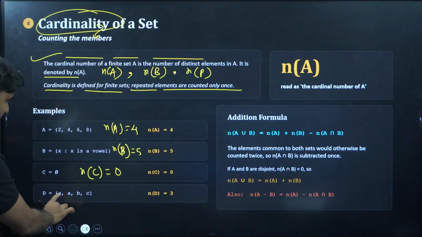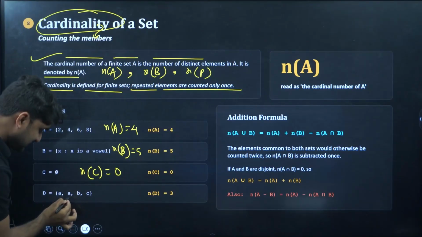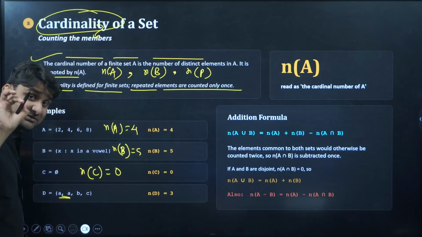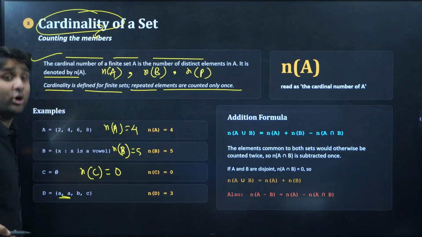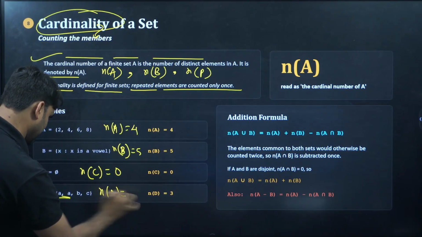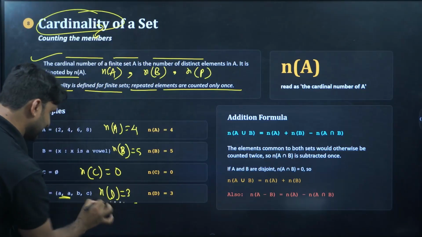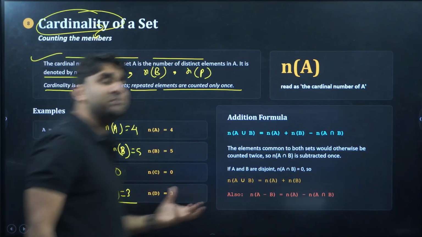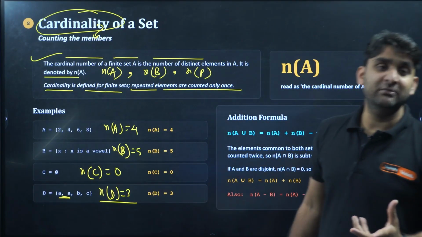Now, D is equal to A, comma. Now, A is twice, but we have to count it once because repeating is ignored in a set. So the cardinal number of D will be 1, 2, 3. So this will be 3. Clear, everyone? So cardinality means counting the number of elements present in a set.